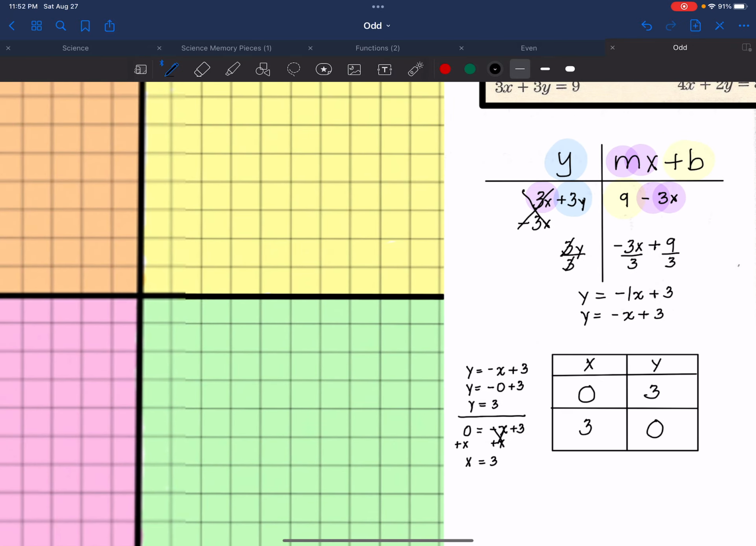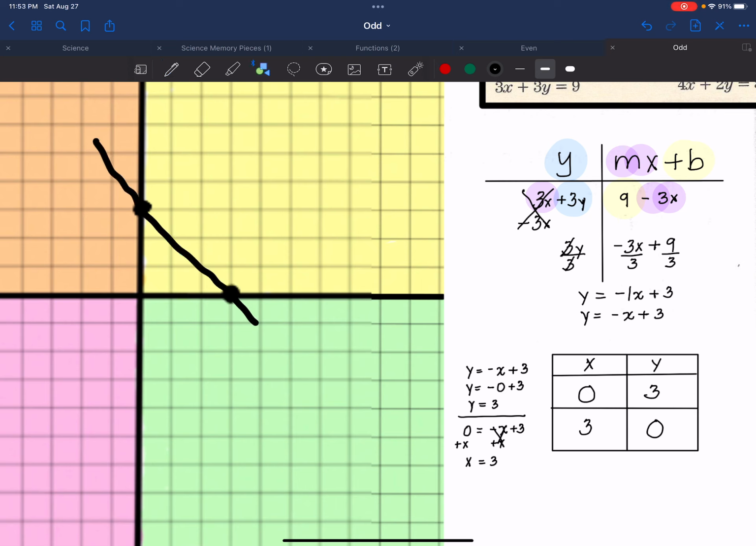So I'm going to say 0, positive 3. That's here. 0, positive 3. And then 3, 0. And go ahead and draw the line in there. It has a negative slope. We knew that because the x is negative in our formula.